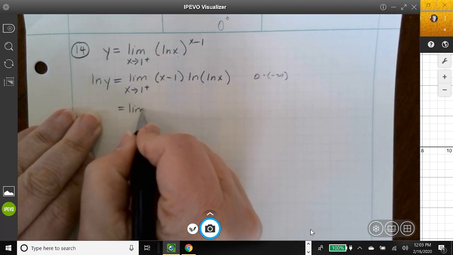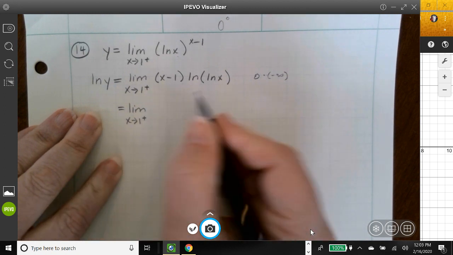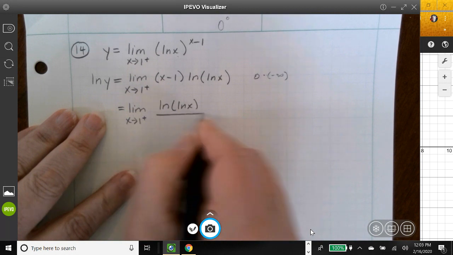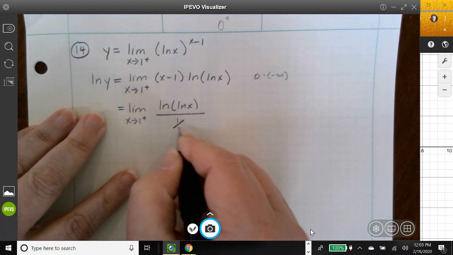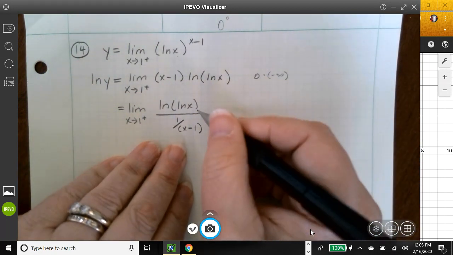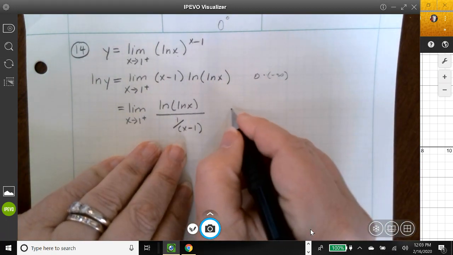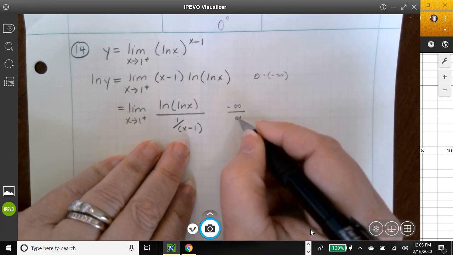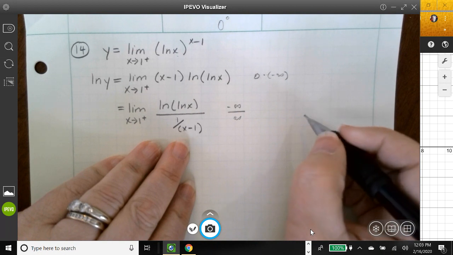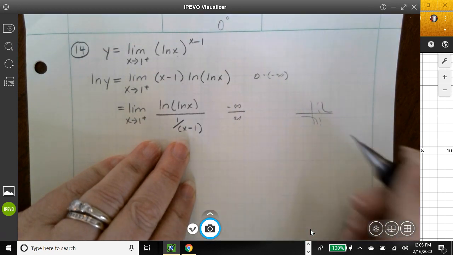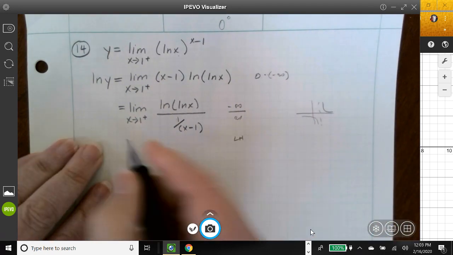So we get the limit as x approaches 1 from the plus side of the natural log of x, which is such a pretty function, over 1 over x minus 1. And now what happens? We already know that the numerator approaches negative infinity, and the denominator is going to approach infinity because we did that graph a moment ago, and that's just the 1 over x graph shifted to the right by 1. So now I can use L'Hopital.